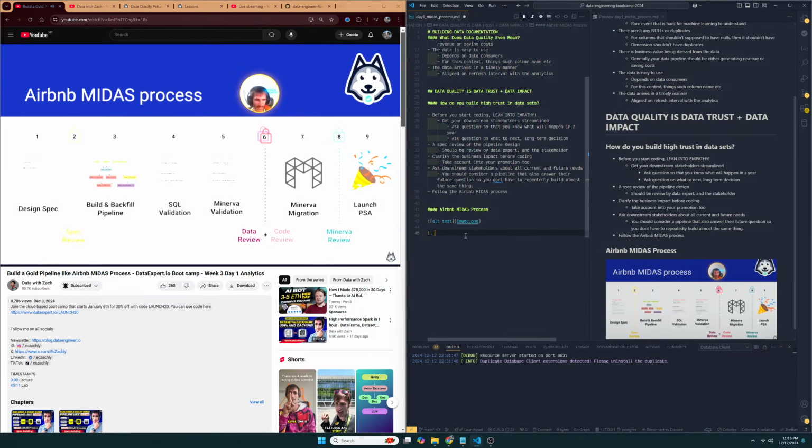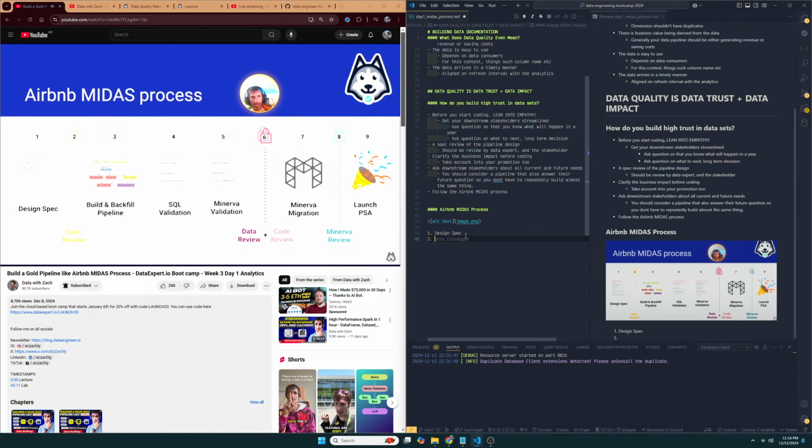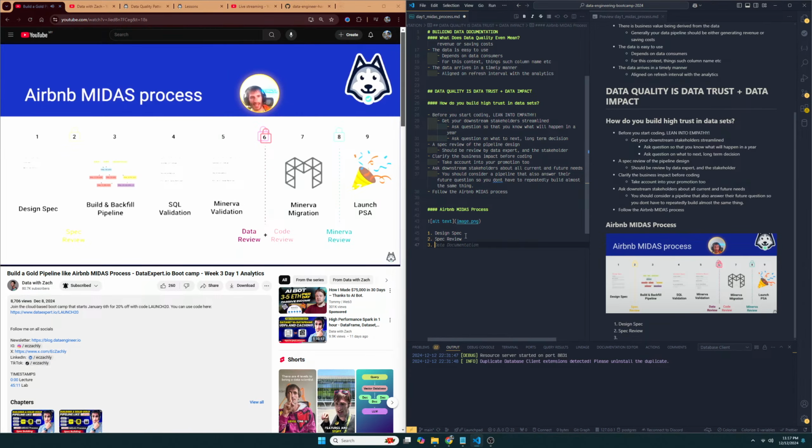MIDAS pipelines. So MIDAS, I don't know if y'all know, is a legend for a golden touch kind of person, King Midas, whatever he touched turned to gold. And so that's kind of the idea here. The MIDAS process is how to create golden data sets that are very valuable and they keep giving value. So the very first step of the MIDAS process at Airbnb is to make a spec. You make a spec, which is like, this is the pipeline I'm going to build, and this is how we're going to build it. And then step 2 is that technical review I was talking about, and the stakeholder review.